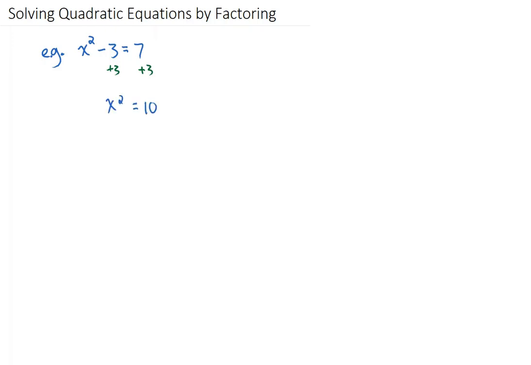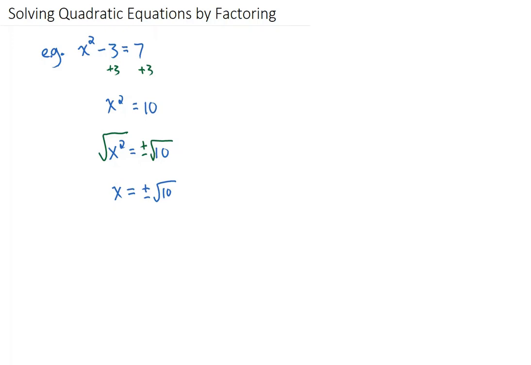And then once we get the squared piece by itself, then we can square root both sides using the square root property, which gives us the square root of x squared equal to plus or minus the square root of 10. And then the square root of x squared simplifies to x, and the square root of 10 doesn't really simplify. So we have that x equals plus or minus the square root of 10. So that's solving by the square root property.